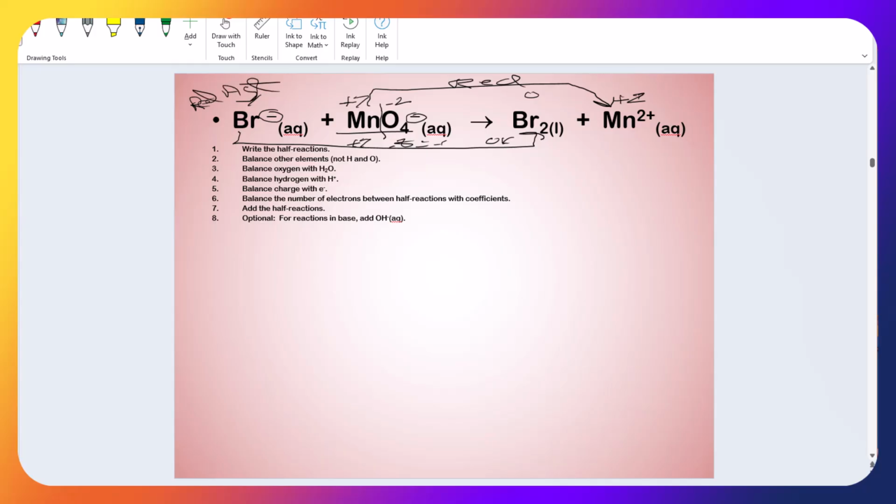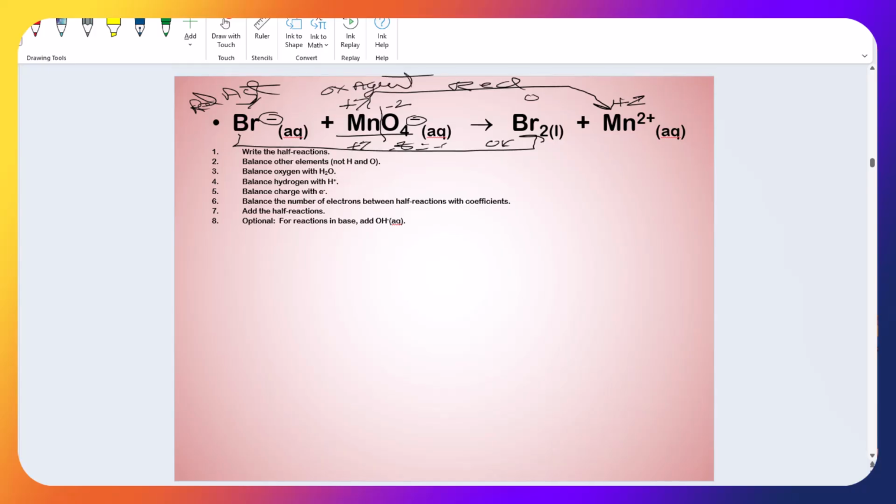Remember, reducing agents get oxidized, oxidizing agents get reduced. Permanganate is getting reduced from +7 to +2. So this makes permanganate the oxidizing agent. Okay, oxidizing agent. All right, now that we've got that, we break them up into the half reactions.